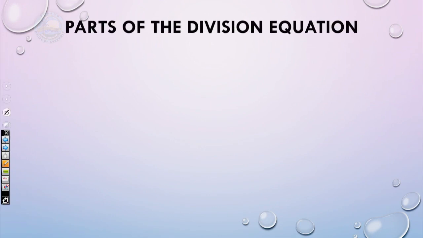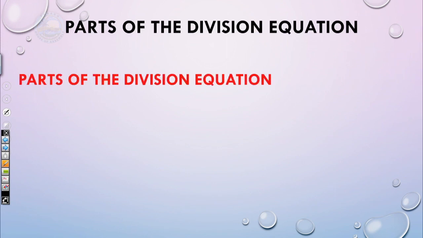Parts of the division equation. We are separating the division equation into parts. Let's look at this. 15 divided by 3 equals 5. What does each of these represent? Each part represents?